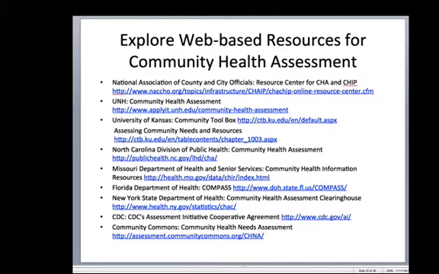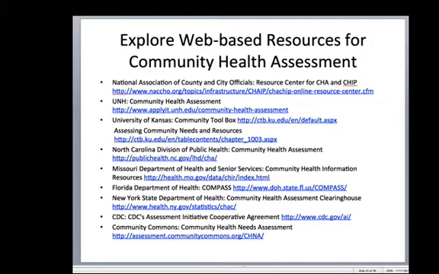The next one I want to mention is the University of Kansas's Community Toolbox. This is again an extensive group of resources available that relate to community health improvement, and there are specific tools within that toolbox related to community health assessment. And again, it's an excellent website to explore if you're interested in community health improvement and the process of community health assessment.